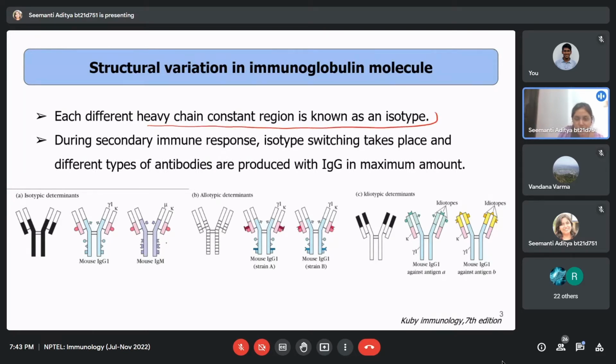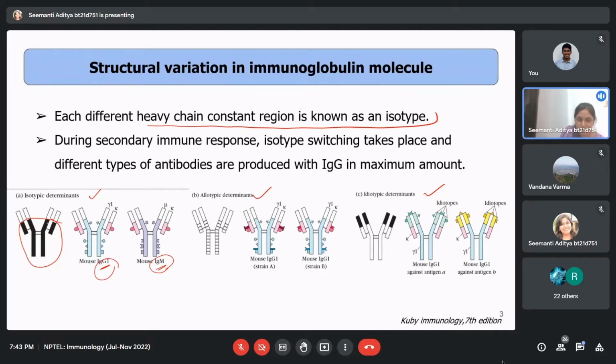So based on differences in the constant region and the variable region of light chain and heavy chain, antibodies could be classified into several types of determinants: isotypic determinant, allotypic determinant, and idiotypic determinant. So what is isotypic determinant? Any kind of changes in the constant region of both heavy chain and light chain. Say the mouse IgG antibody and IgM antibody, that comes under isotypic determinant, and therefore the nomenclature isotype switching that we use during this change of type of antibody from IgM to IgG type. So this is known as isotypic determinants.